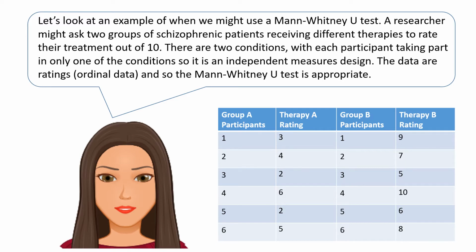If you look at the table, you can see there are two groups. Group A receiving therapy A and Group B receiving therapy B. In Group A, we have 6 participants and their rating for therapy A is given out of 10 in the next column. Then in the third column, you can see that Group B consists of 6 participants. And in the fourth column, you can see their rating out of 10 for therapy B.